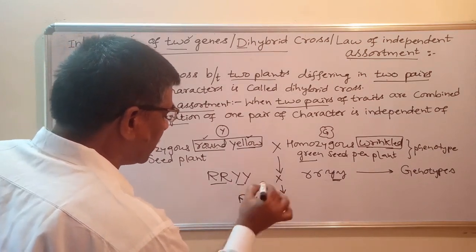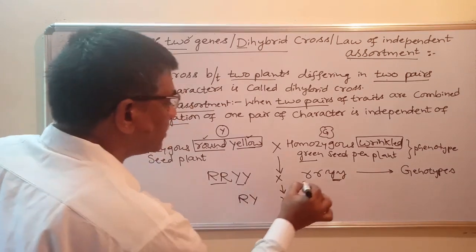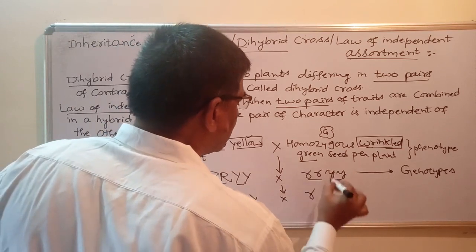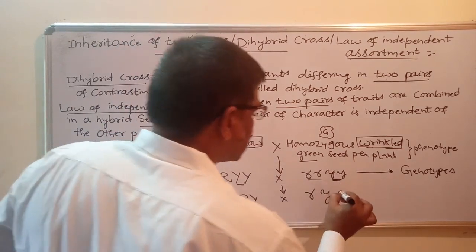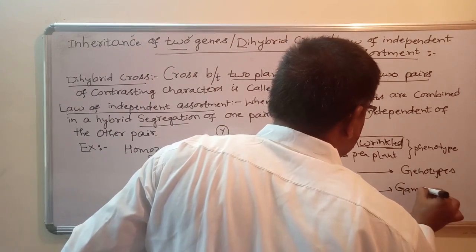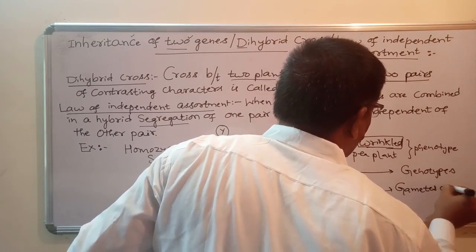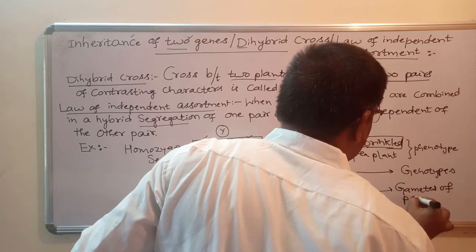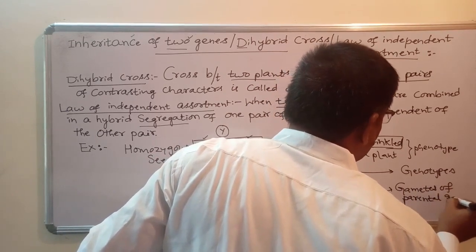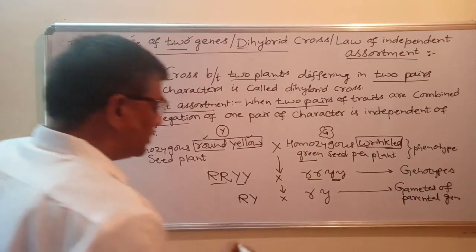Therefore, we have to take one capital Y, and here one small r, and one small y. So these are the gametes of the parental generation.